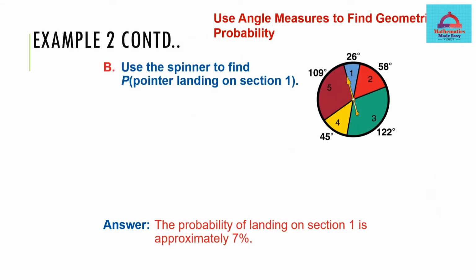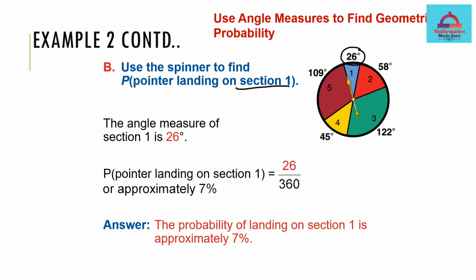Let's come to part B of the spinner problem. So use the spinner to find the probability that the pointer lands on section 1. So now we are concerned with section 1. The angle is 26 degrees. So this is what we are going to be using. This is our favorable outcome. And we divide it by the total angle. So the complete angle is 360 degrees. So 26 divided by 360 degrees. And because you're giving your answer in percentage, you will multiply with 100. So the probability of landing on section 1 is going to come out as 7%.